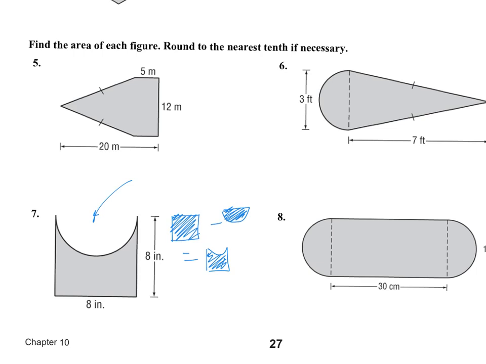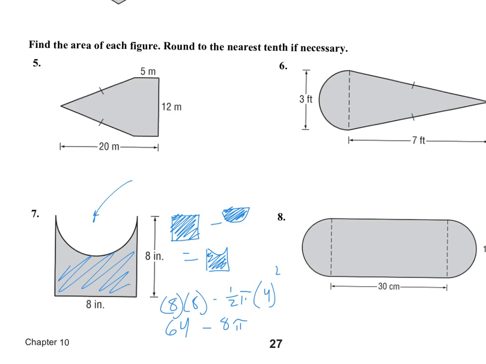And so the area of a square is just base times height. The area of a semicircle would be half of a circle, or half times pi times the radius squared, where the radius is only 4. So we end up getting 64 minus half of 4 squared, which is 16, so 64 minus 8 pi. I would put that in my calculator. That would be the area of this shape.